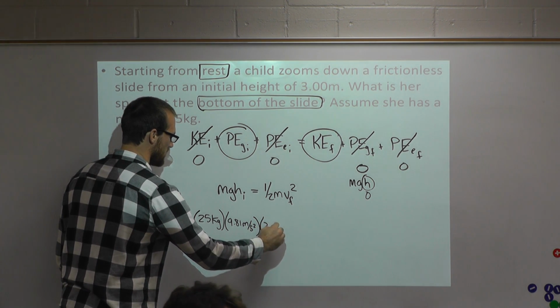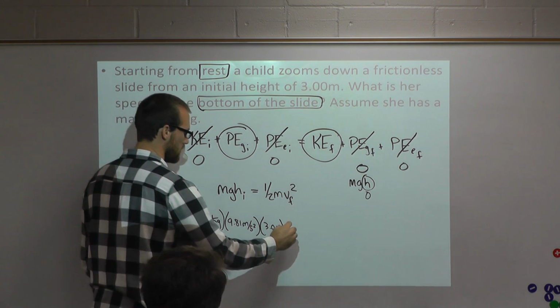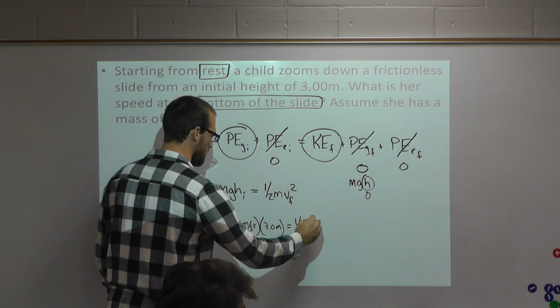The height is 3.0 meters. E equals PEG equals FG. It's a frictionless slide, bro. You won't go fast.